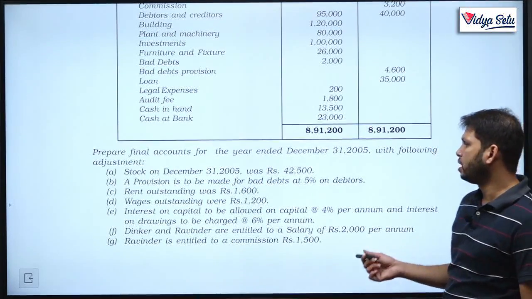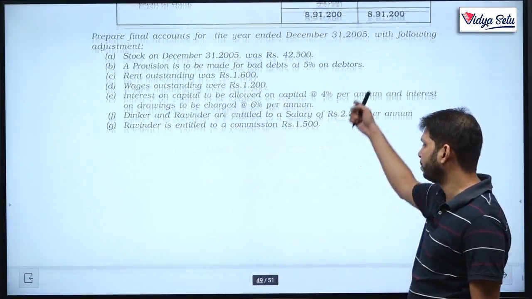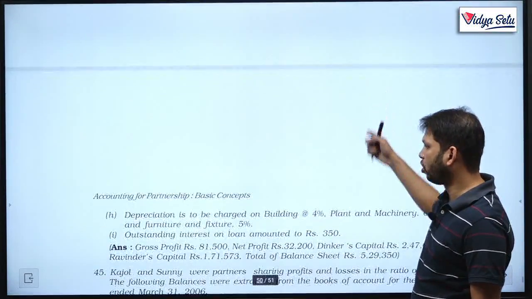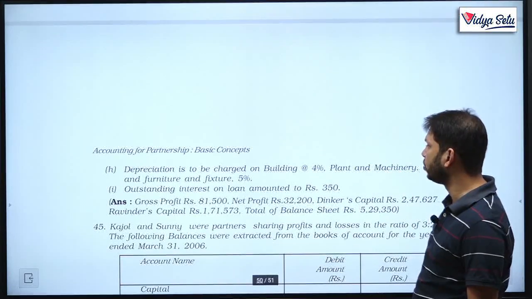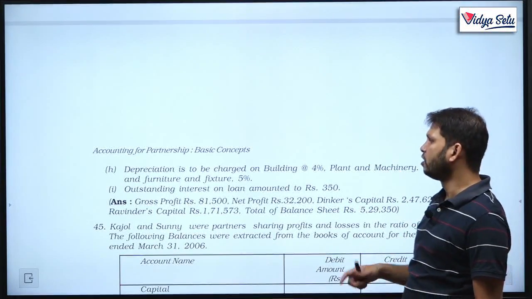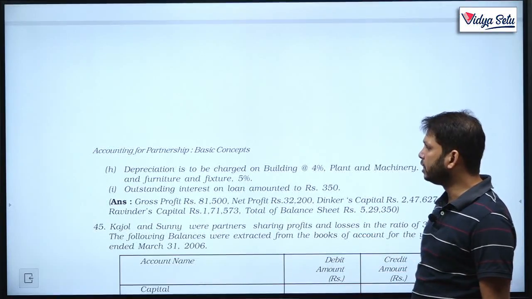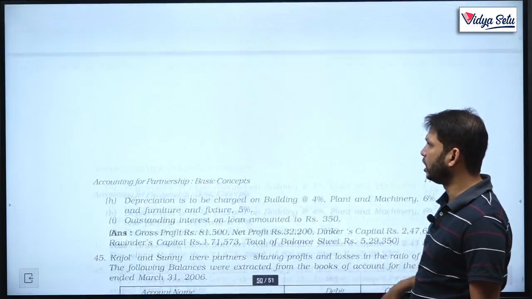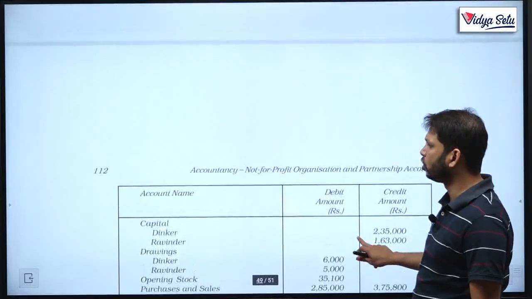Dinkar and Ravinder are entitled to a salary of rupees 2000 per annum, and Ravinder is entitled to a commission of rupees 1500. Also there is depreciation to be charged on building at 4%, plant and machinery 6%, and furniture fittings 5%. Outstanding interest on loan amounted to 350.